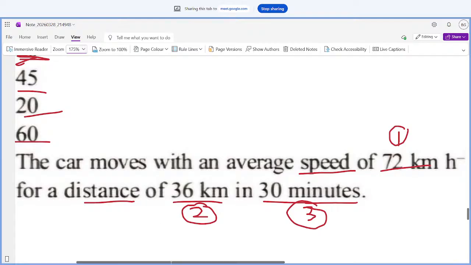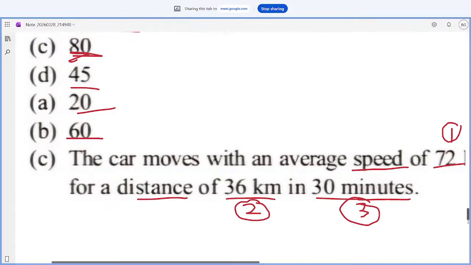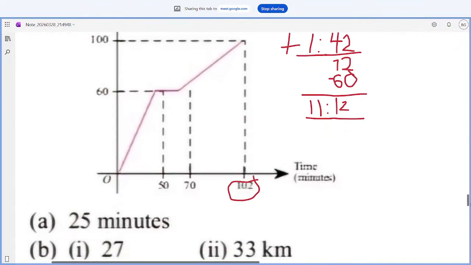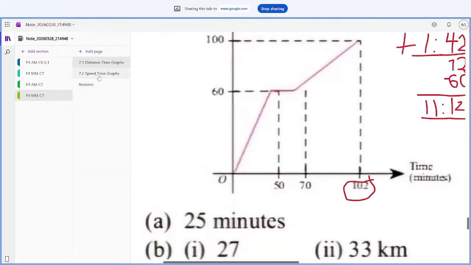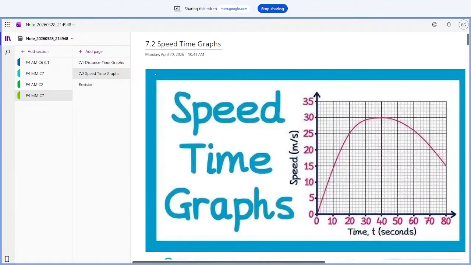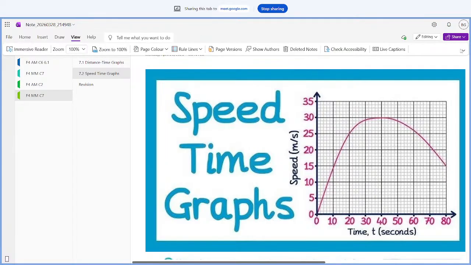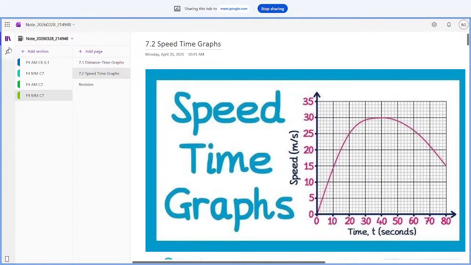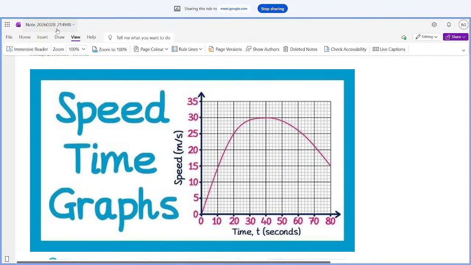Okay, very good. So basically this is distance. Yeah, this is about the distance time graph. Already finished 7.1. So now a new subtopic, 7.2, speed time graph. This one is also quite easy. Wait, I need to make it bigger.